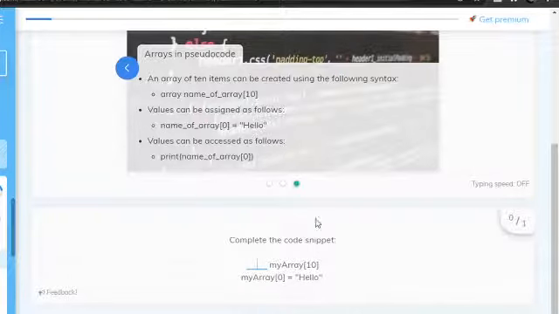So the code snippet here would be: array myArray[10], myArray[0] = hello. So what you would do here is make sure that you put in the word array, and that defines the array. I actually didn't know what you had to do, so I paused it to check different answers.